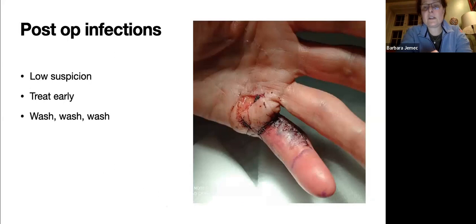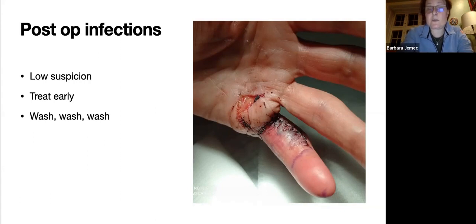Postop infections are, thank God, rare. I try not to give my patients antibiotics if it's an elective operation. I do if I leave metal behind. This is a Dupuytren's disease, which got infected, but have a low suspicion, treat early, open your incision up and wash, wash, wash. As an aside, patients in Canada get 2 grams of Ancef, almost stat, every time they hit the OR. Doesn't matter how big or small they are, unless you say you don't want it.